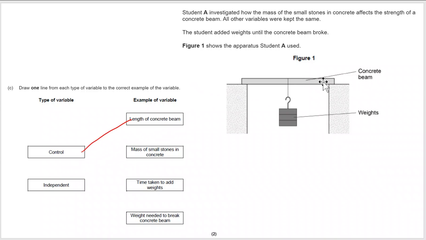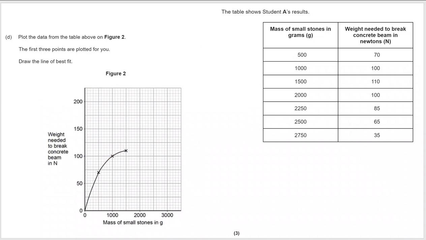If it was longer, moving into physics for a bit, we would have a greater moment. It would be a far greater impact. It would snap more easily on a longer concrete beam. In terms of the independent variable, we're looking at what it is that we're changing, and that's the mass of small stones in the concrete that we are testing.